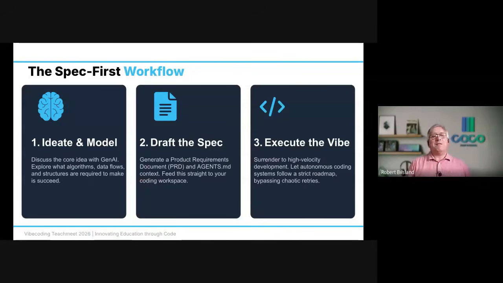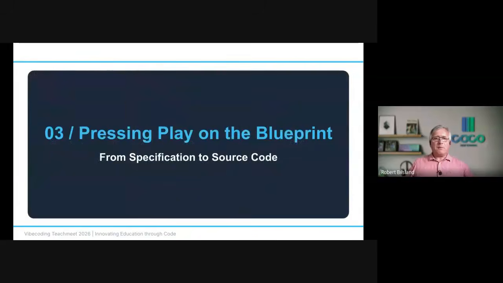Now, it doesn't mean you have to stick to it exactly. Take what it's done, change it, move forward. Then, of course, we go and execute the vibe. You take these and put them into that to see what's going to happen. Finally, as it says here, pressing play on the blueprint. You've done that. This is step 3.